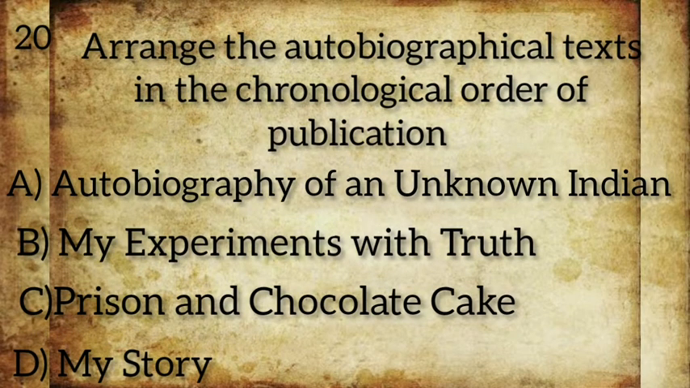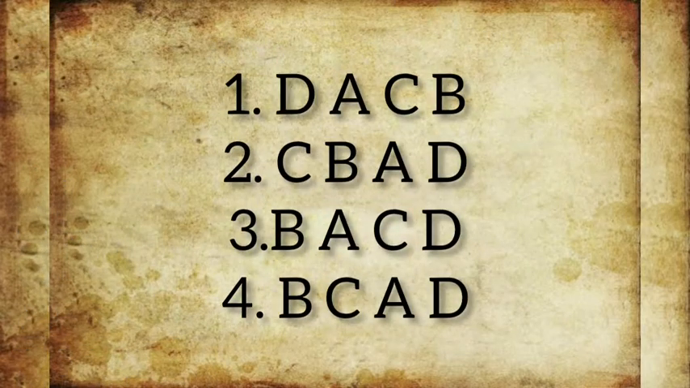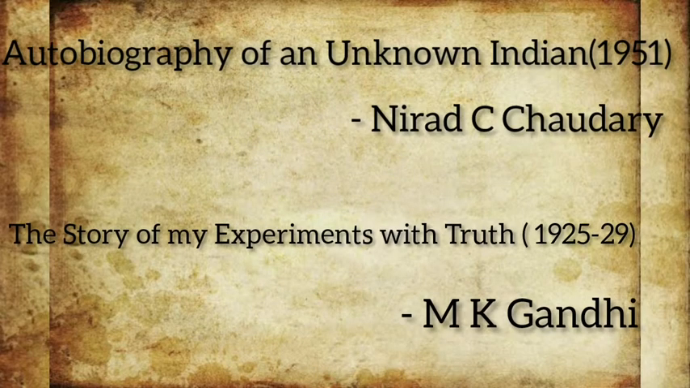Question number 20. Arrange the autobiographical text in the chronological order of publication. A. Autobiography of an Unknown Indian. B. My Experiments with Truth. C. Prison and Chocolate Cake. D. My Story. And the options are 1. D, A, C, B. 2. C, B, A, D. 3. B, A, C, D. 4. B, C, A, D.